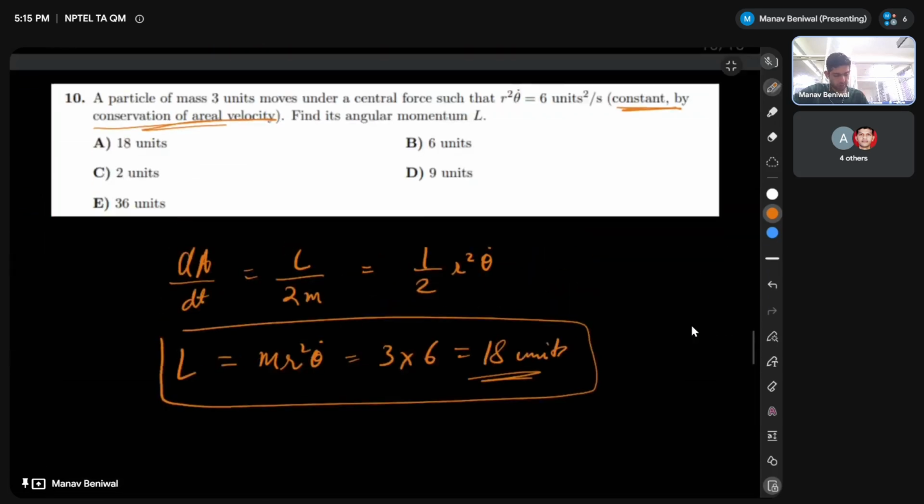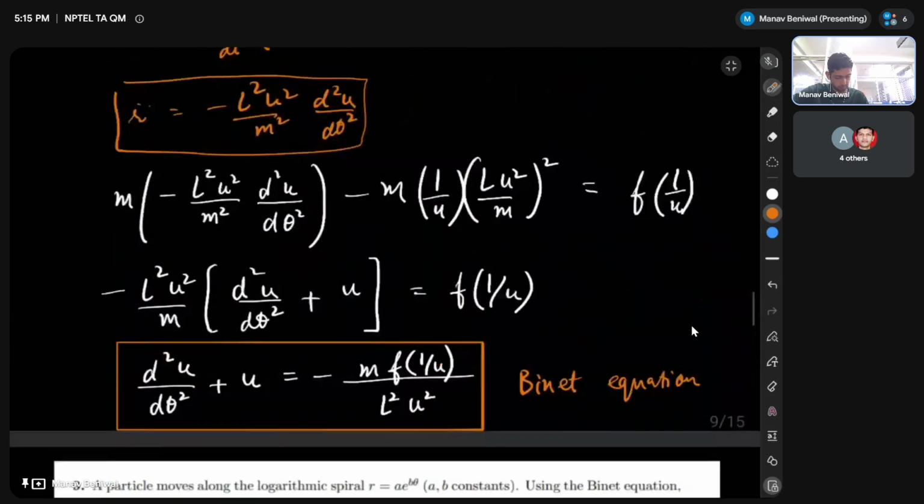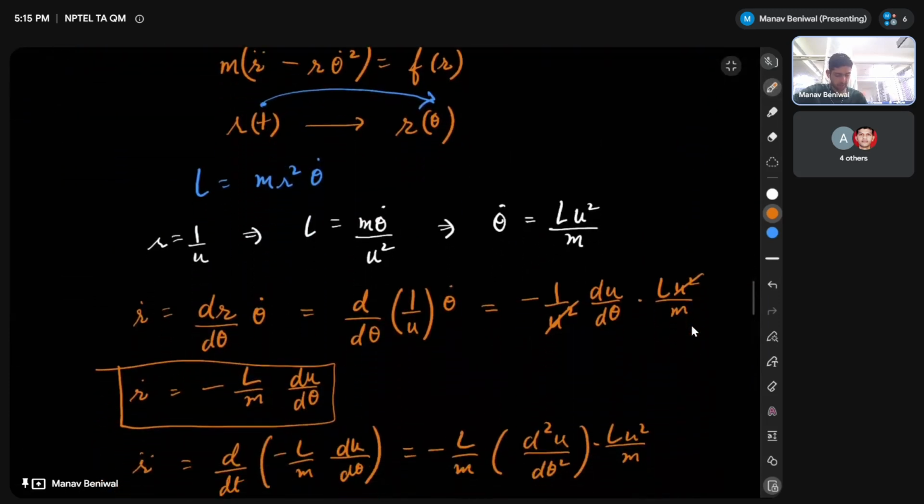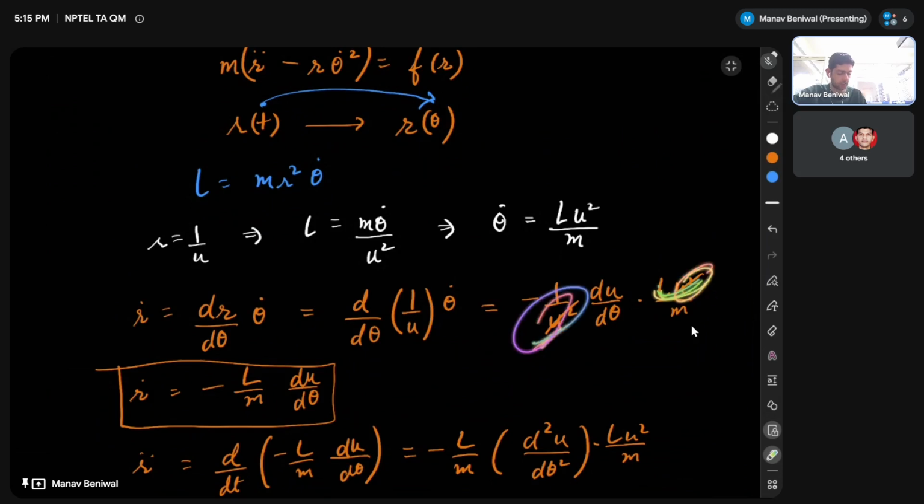Okay, so when we were deriving this equation, let me go back. When we are deriving this equation, if we do this 1 by u substitution, what essentially happens is this, you can see this thing. So this thing cancels out, right? Here and here, these u square terms cancel out with each other.